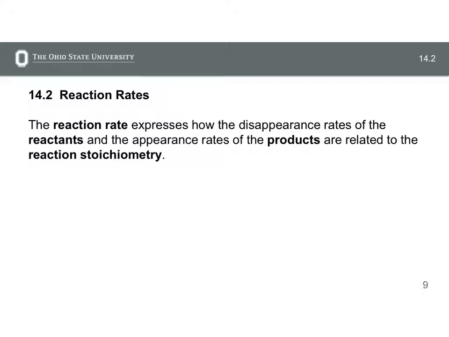All right, this is just basically a statement here on what a reaction rate is. So we're going to see how the disappearance of reactants and the appearance of products are related to the reaction stoichiometry. Okay, so we need to have balanced chemical equations in order to do these problems. And so the reaction rate is going to relate stoichiometry and rate, and the disappearance and appearance.